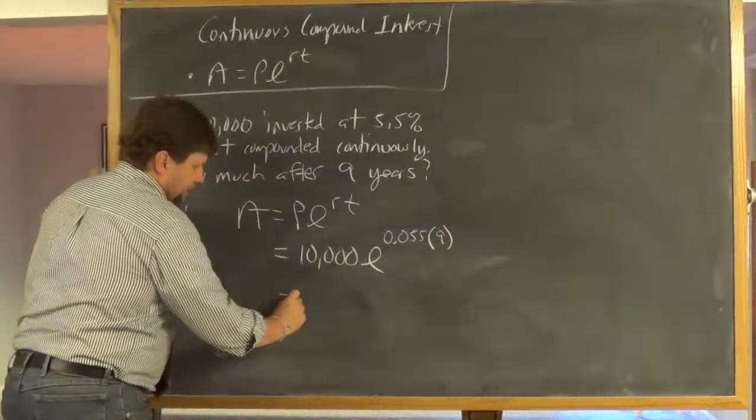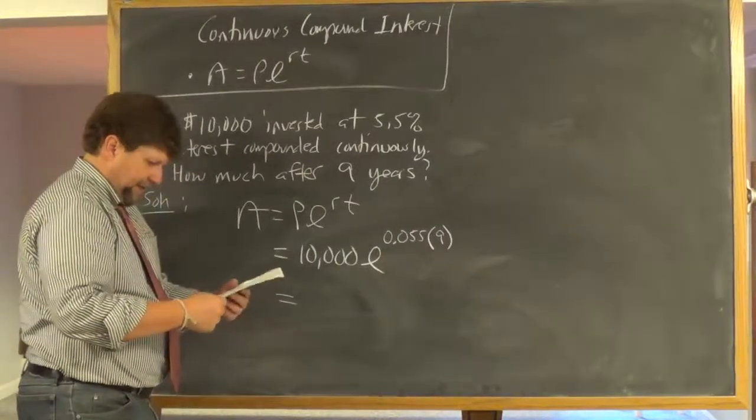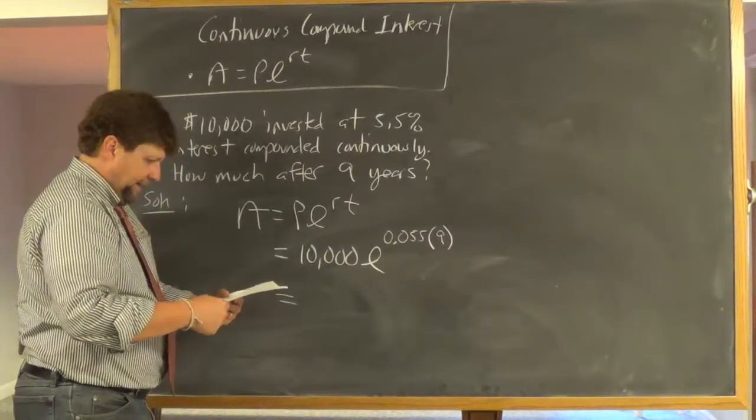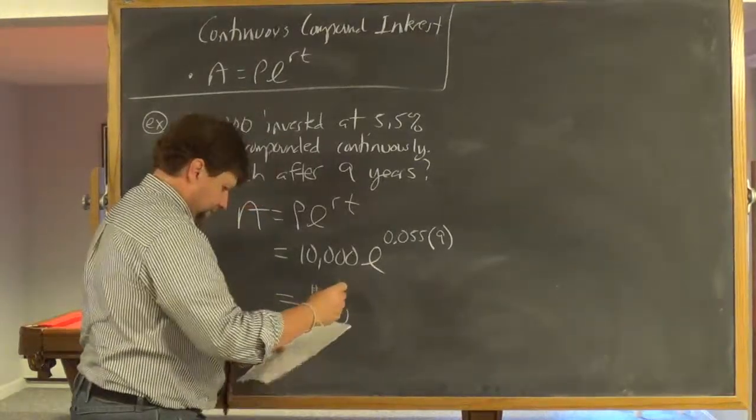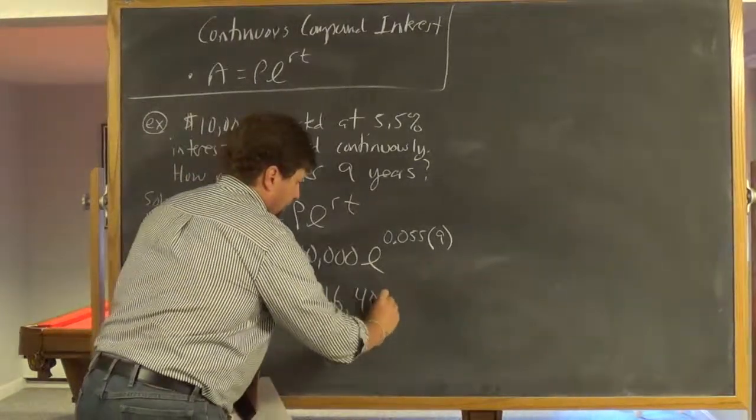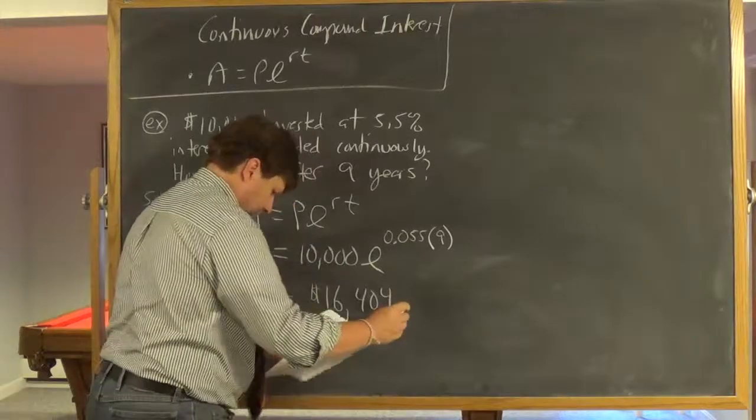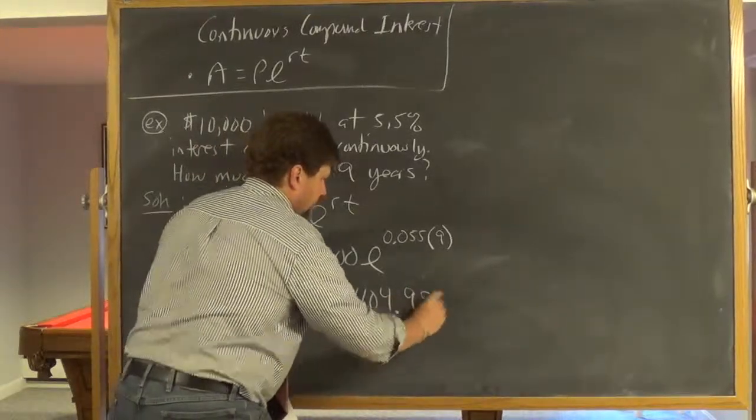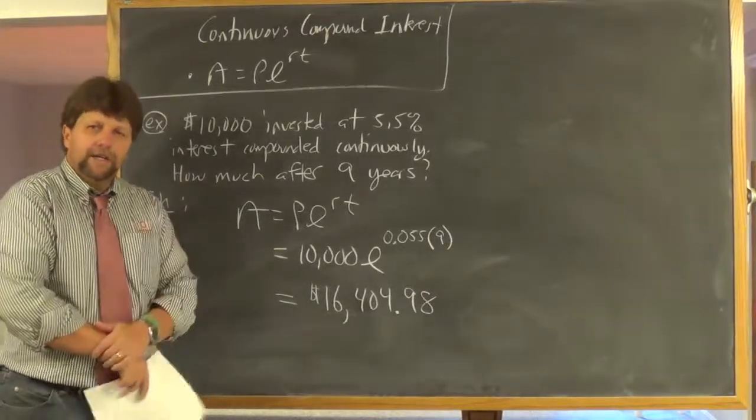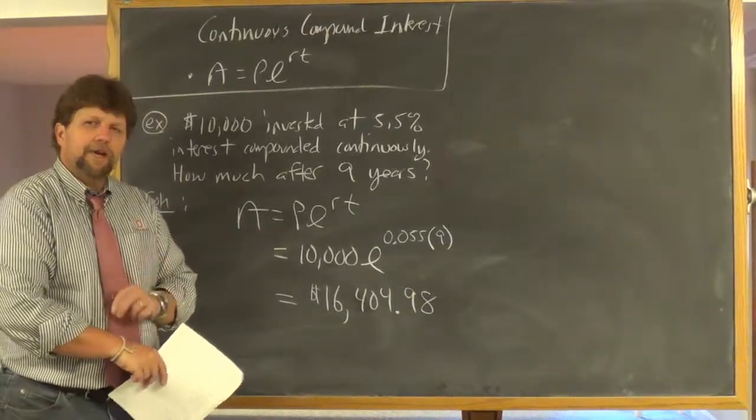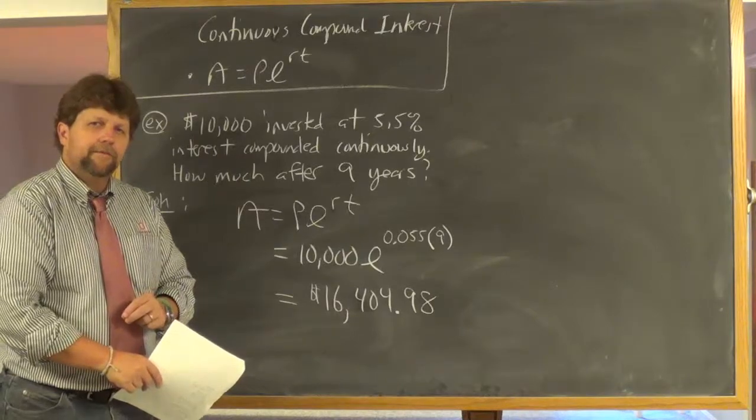And when I enter this into my calculator, I'm so happy to have a calculator to do this, I get the amount of $16,404.98. So that's a quick look at an example of using the continuous compound interest formula.